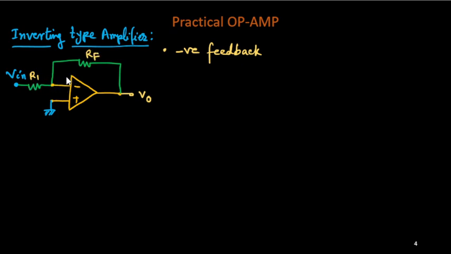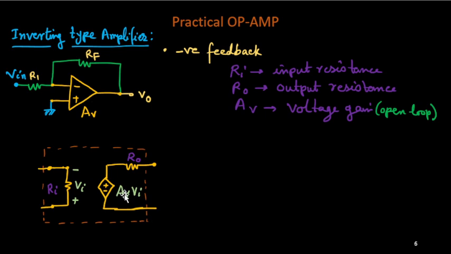But if we want to analyze this operational amplifier circuit with its practical values, meaning finite gain, finite input resistance, and finite or non-zero output resistance, then we need to replace this op-amp with its model. So this device will have an input resistance, I will consider Ri, and this is your non-inverting terminal, this is your inverting terminal. If the potential gap between these is Vi, then this will have one gain. Here I will consider the gain is AV.